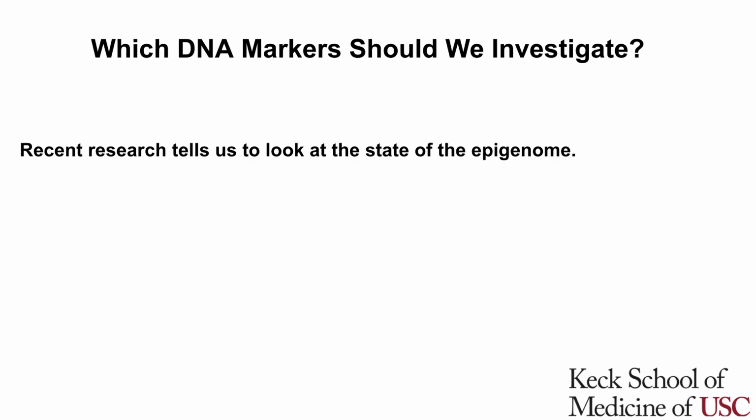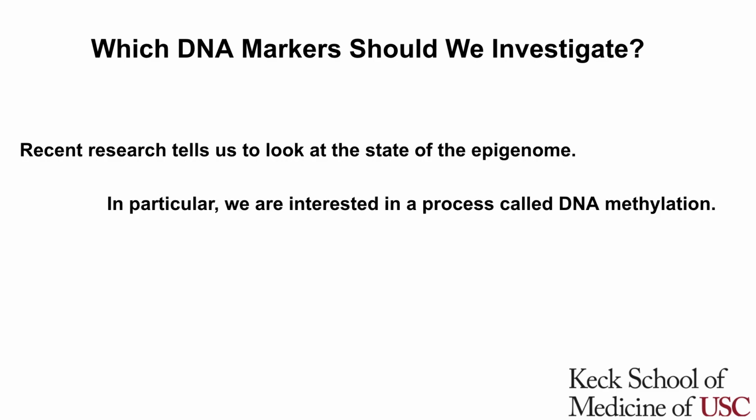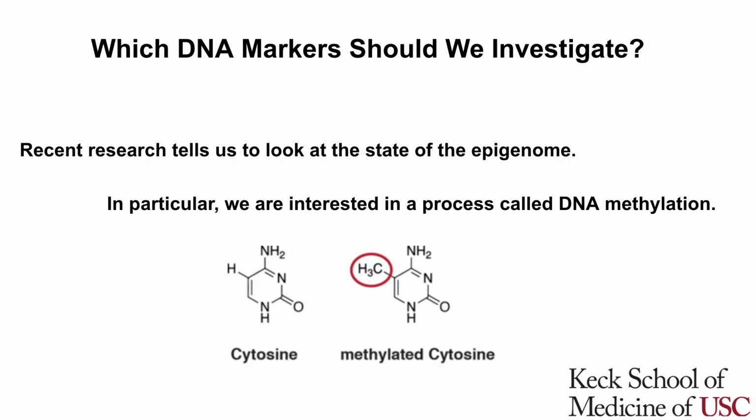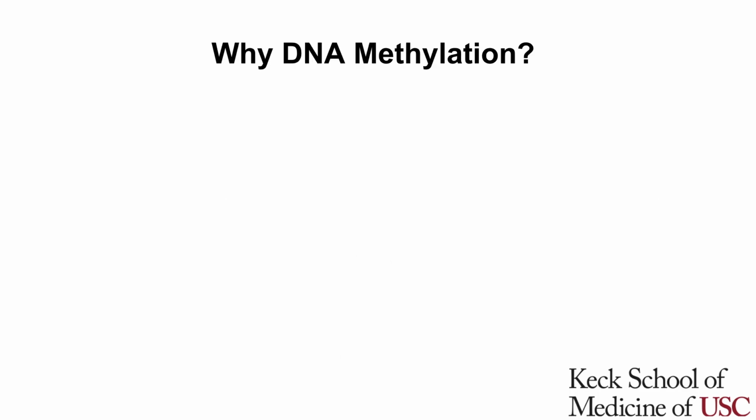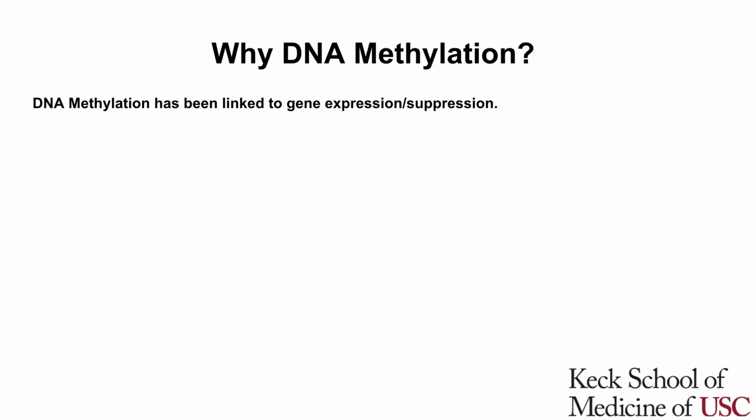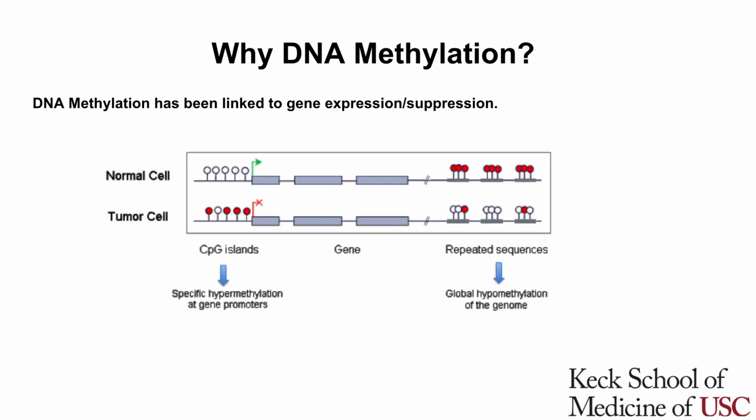Recent research has suggested associations between age and the state of the epigenome. The particular epigenetic marker we will investigate is called DNA methylation. DNA methylation is a process by which a methyl group is added to a cytosine nucleotide of a DNA strand. DNA methylation is of interest because it has been linked to gene expression and suppression. It influences many processes including cell differentiation, genetic mutation, disease progression, and many more.